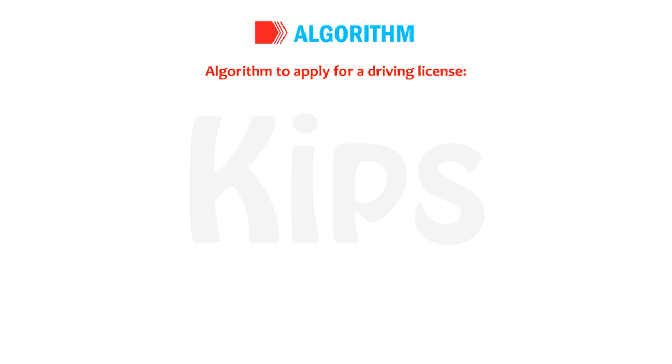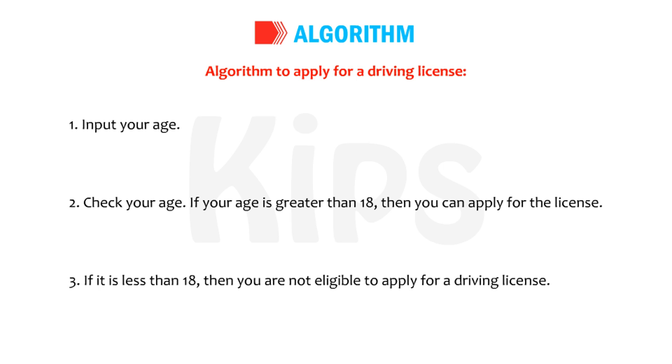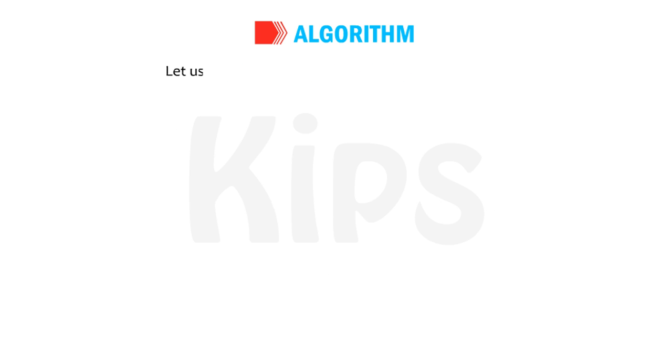Algorithm to apply for a driving license. Number 1, input your age. Number 2, check your age. If your age is greater than or equal to 18, then you can apply for the license. Number 3, if it is less than 18, then you are not eligible to apply for a driving license. Let us solve the above problem by using a flowchart.